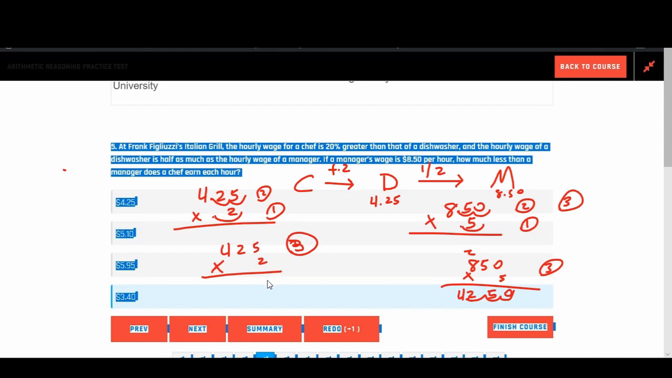5 times 2 is 10, carry the 1. 2 times 2 is 4, plus 1 is 5. 4 times 2 is 8. Shift our 3 decimals in, 1, 2, 3. So what this tells us is 20% of 4.25 is 85 cents. So we have to add that to 4.25 to figure out how much the chef makes.